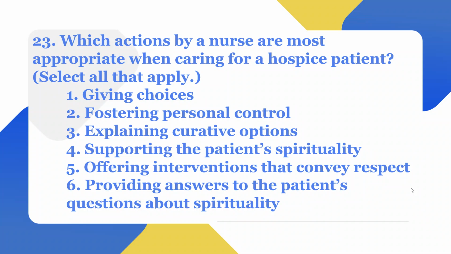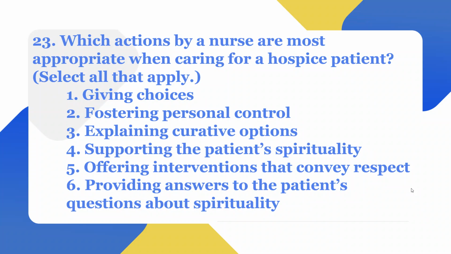So of course we know that it's actually correct for us to allow patients to have choices. So we know that number 1 is actually correct. Number 2 is also correct because when you are giving choices, it means that there is personal control. Then curative options, that will not be included. So number 3 is eliminated. Then supporting the patient's spirituality, that's also correct. And then number 5 is also correct.